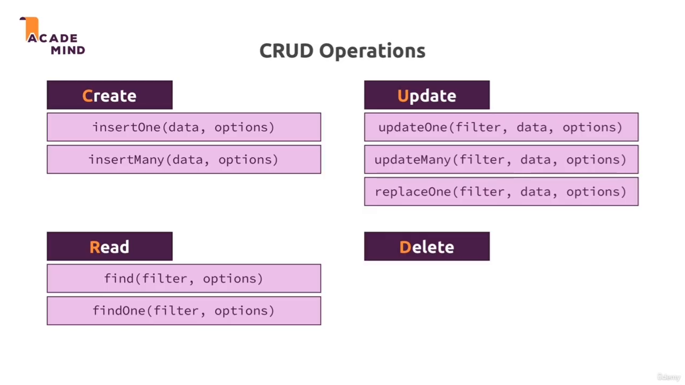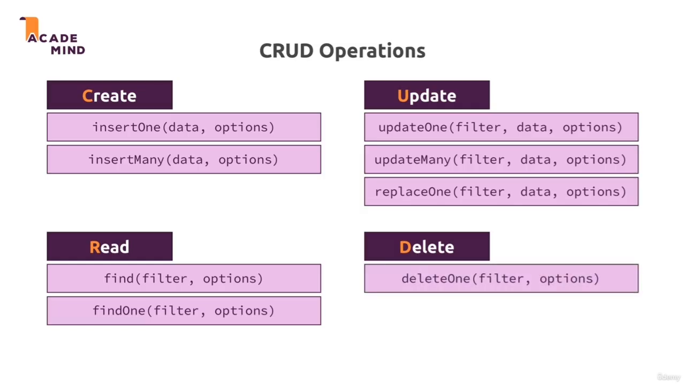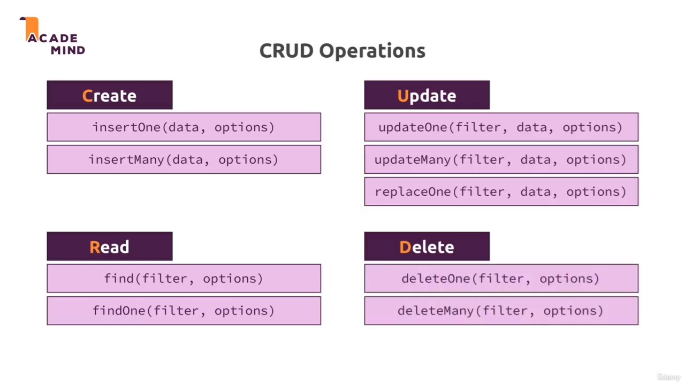We also got replaceOne in case we just want to replace a document entirely with a new one. There also is delete. We can deleteOne or deleteMany documents in a collection, and there we also pass in a filter to find out which document or documents to delete.